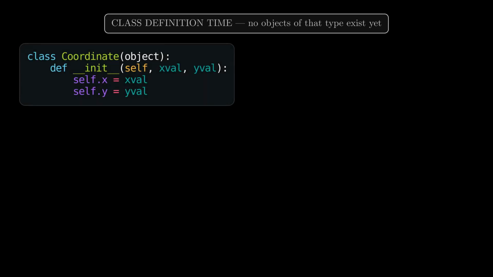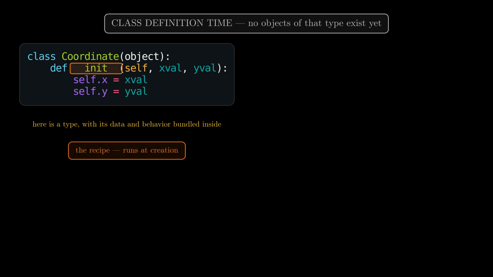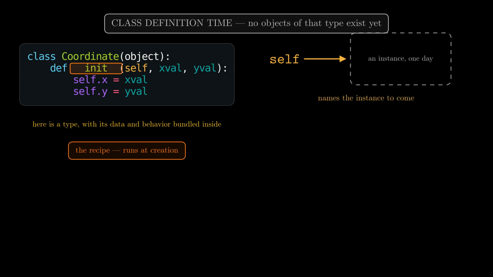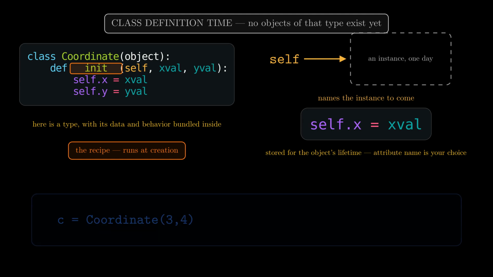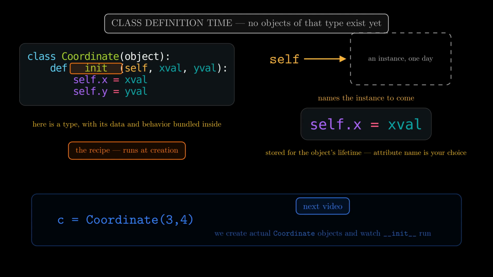One idea holds this whole video together. While a class is being defined, no objects of that type exist. The definition only tells Python, here is a type I would like, and this is the data and the behavior bundled inside it. Dunder init is the recipe that runs when an object finally gets created. Self is the definition's name for that future object, which is why self.x equals xval stores an incoming value as data the object keeps for life, under an attribute name you're free to choose. Next, we use the class. We create actual coordinate objects and watch dunder init run.